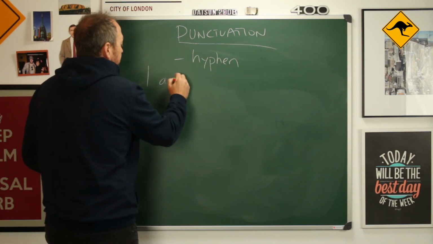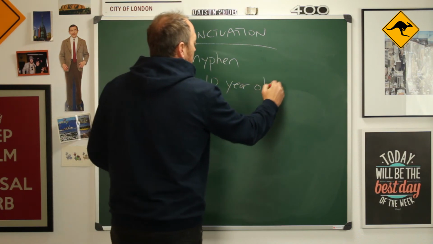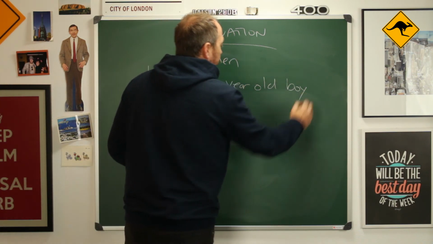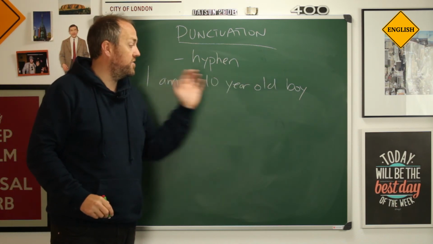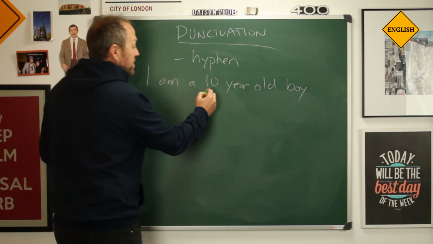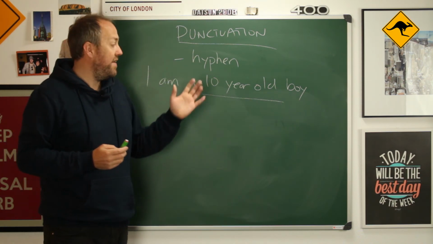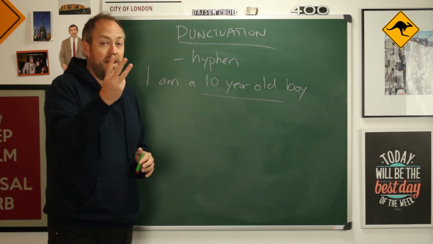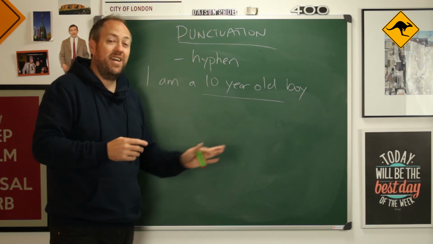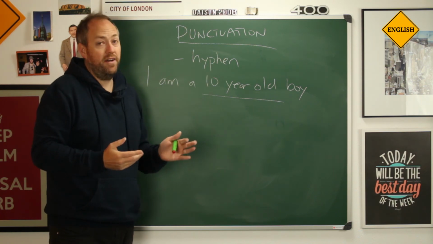I am a 10-year-old boy. So here you can see in this sentence we have 3 adjectives, which are here. 10-year-old. Now, at the moment, without the hyphen, we consider these to be 3 separate adjectives. But really, they are describing one idea. So why is it important to put the hyphen?